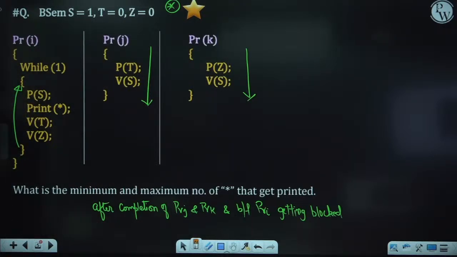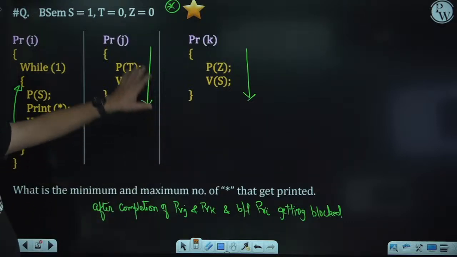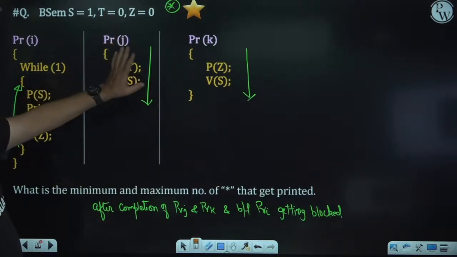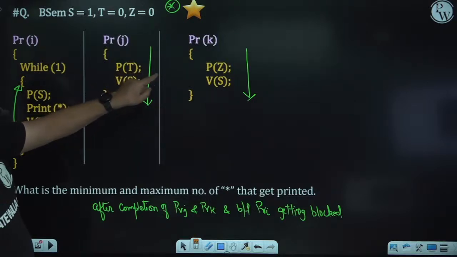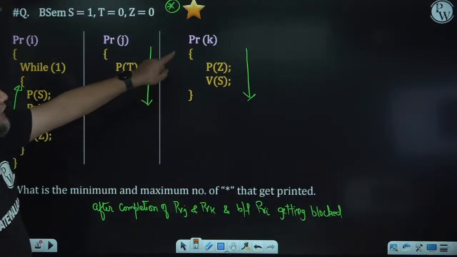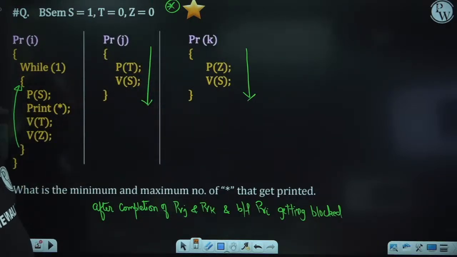Let's start. Look here, children: if I start with process J, down on T will get blocked because T is 0. Yes, Arya Jain, that's right. If you start with process K, it will also get blocked. So J and K are not going to open their accounts.